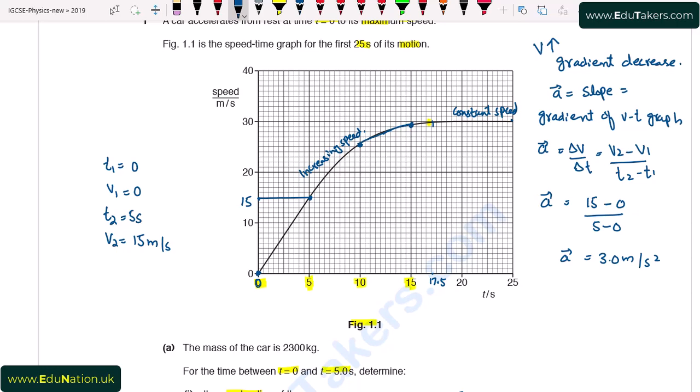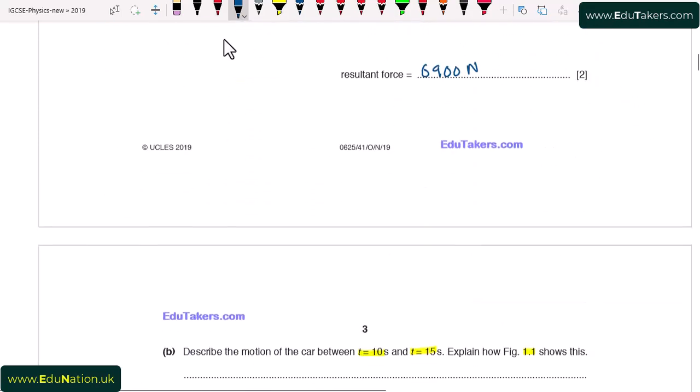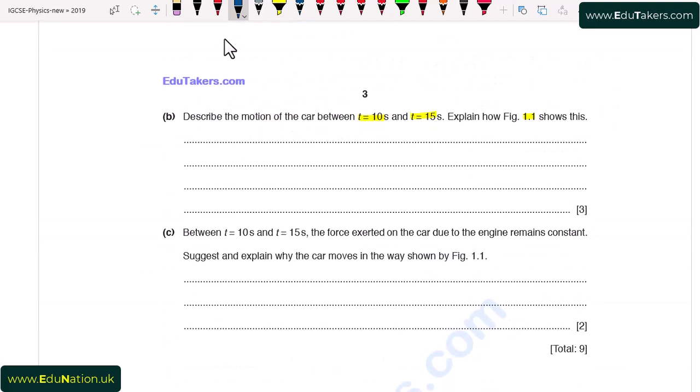In this portion from 10 to 15 seconds, we can see that it's a curve. Here the speed increases, but it increases at a rate that is smaller as compared to 0 to 10. From 0 to 10 seconds, the speed also increases, but its rate is larger as compared to the increase in speed from 10 to 15 seconds. So I write here: gradient decreases.